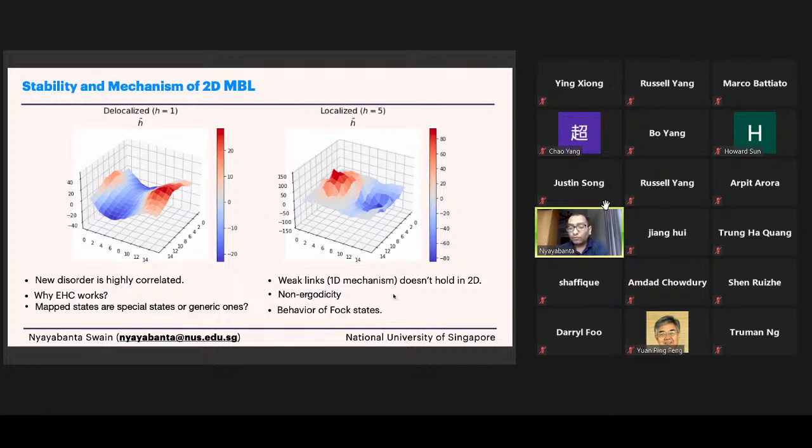In 1D it has been fairly well understood, but what we observed is that the 1D mechanism, which says the presence of weak links, doesn't hold for 2D, because we would need several rings of weak links to have this kind of phase, which is certainly not possible. So we are trying to come up with a different mechanism, and this is also ongoing work.